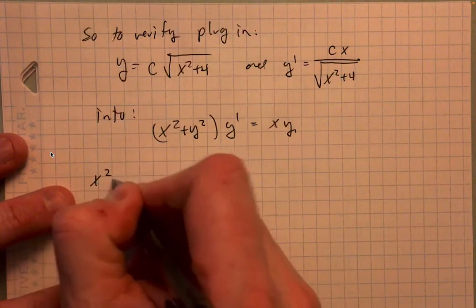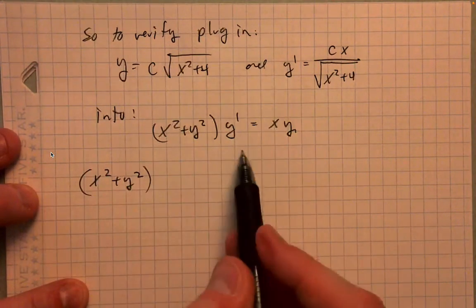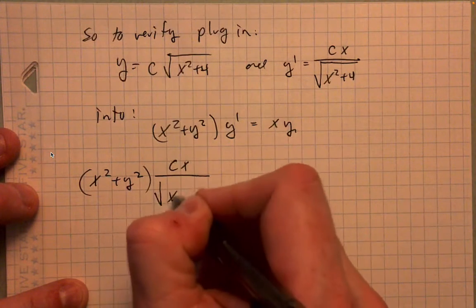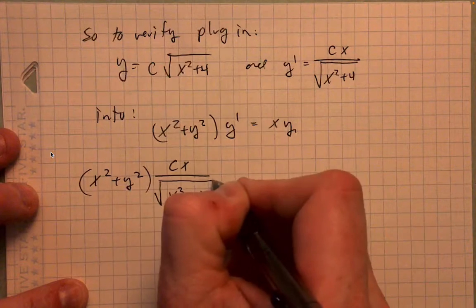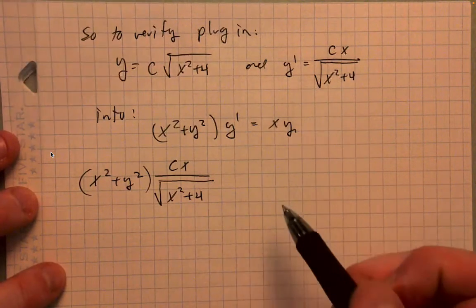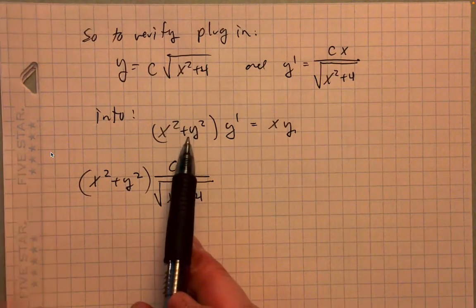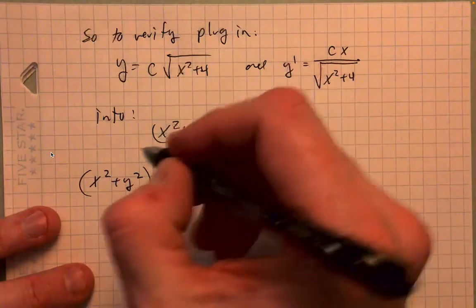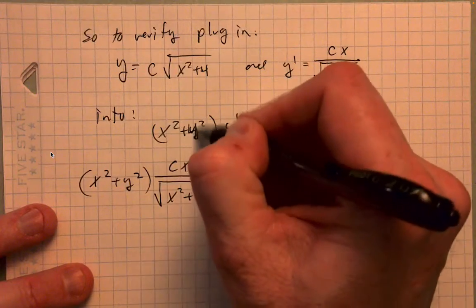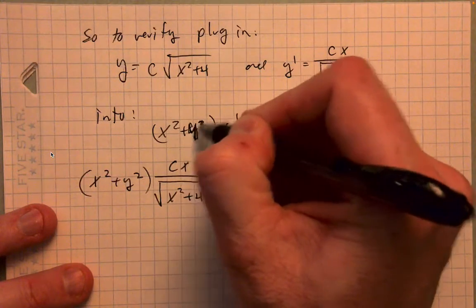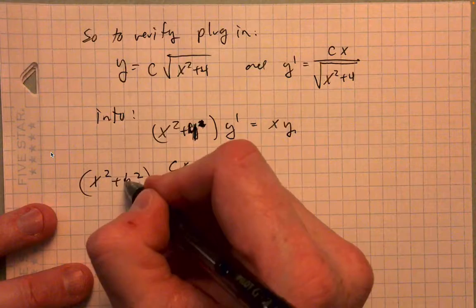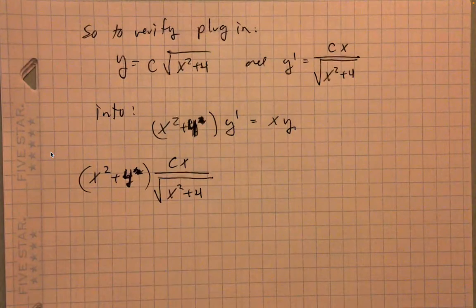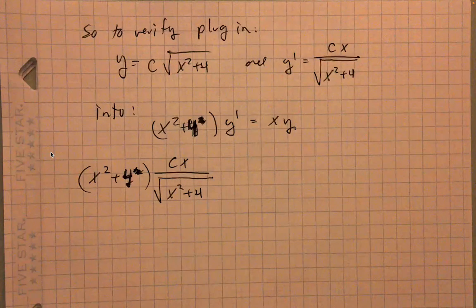So we get x squared plus y squared times y prime, which is this, times cx over the square root of x squared plus 4. I have to make sure I wrote it down right. Sorry, I did make a mistake. This is a 4. I don't know where the squared came from either. That's a 4. Okay, very good. Good thing I checked that before I got too far into it.